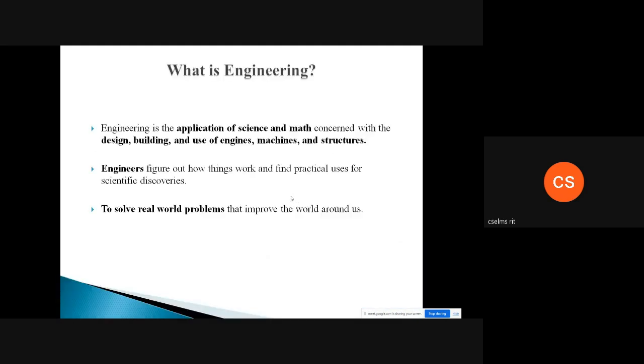And what is engineering? In the course of engineering, we apply the concepts of science and maths in designing, building, and manufacturing machines. So, engineers will figure out how things will work. They will work in such a way as to solve real-time problems.